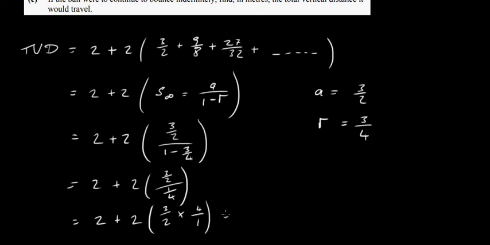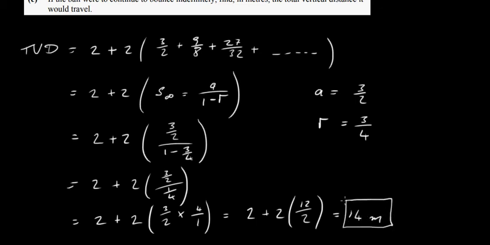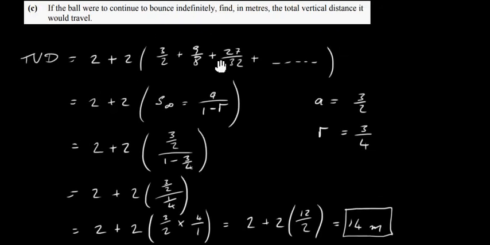So I'll just come over here now. That's going to give me 2 plus twice 3/4, 12 over 2. Well, 12 over 2 is going to be 6. Twice 6 is 12. 12 plus 2 is 14 meters. So this is the total distance it would travel if it were to bounce indefinitely. That would be the vertical distance it would travel.